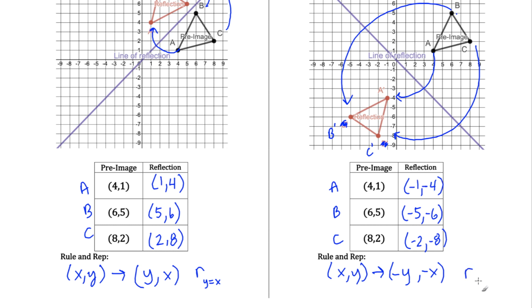And we represent this as reflection over the line y equals -x, because I start at 0, down 1, right 1, down 1, right 1, down 1, right 1, down 1, right 1, down 1, right 1. One more page.